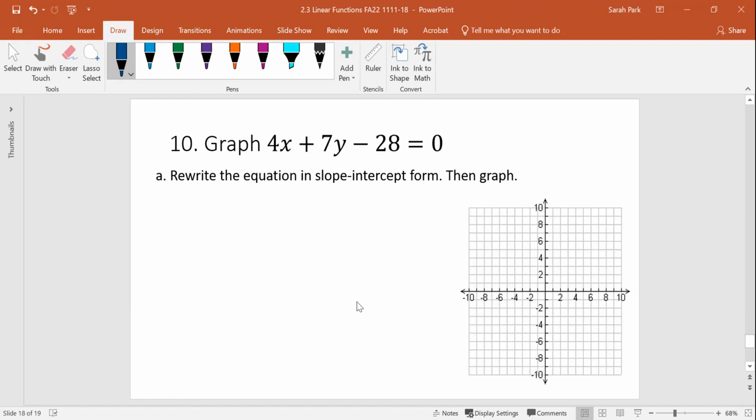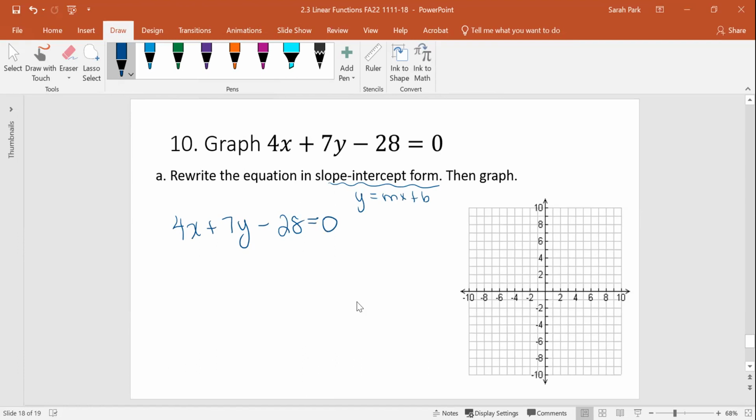We have 4x plus 7y minus 28 equals 0. And let's rewrite this in slope-intercept form. Again, what's slope-intercept form? That's the y equals mx plus b form. And then we're going to graph this. So for that, let's rewrite it down here: 4x plus 7y minus 28 equals 0.